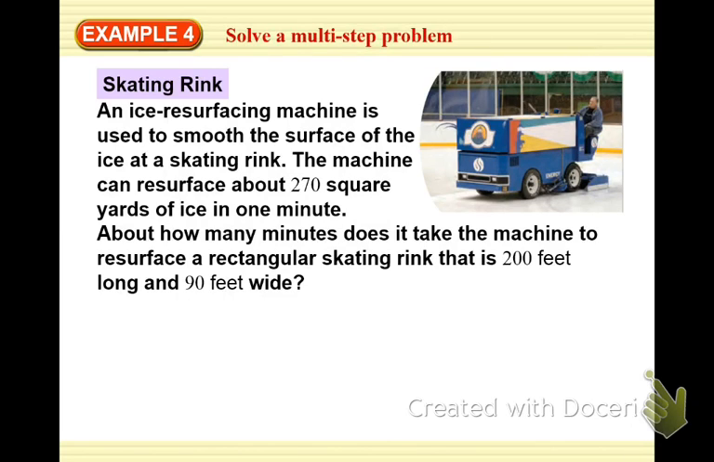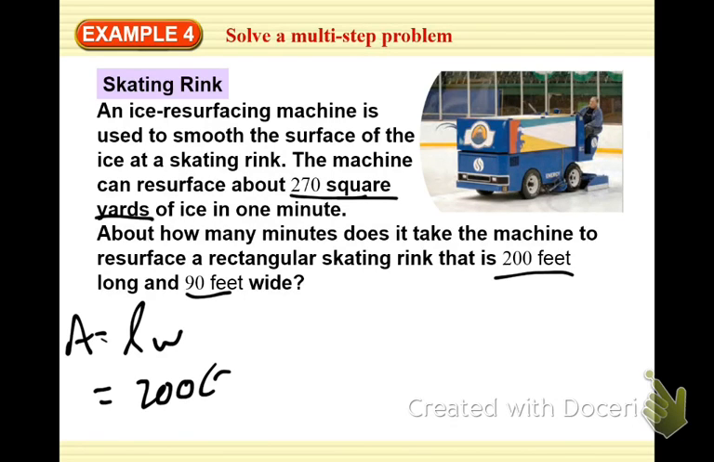Since they gave us the 270 square yards of ice in 1 minute, that suggests area. That's how much area the Zamboni can clear in 1 minute. So we're going to have to figure out how much area is in a rectangular skating rink that has these dimensions. Well, that's fine. It's rectangular, right? So the area is length times width. So we do 200 times 90, and we get 18,000.